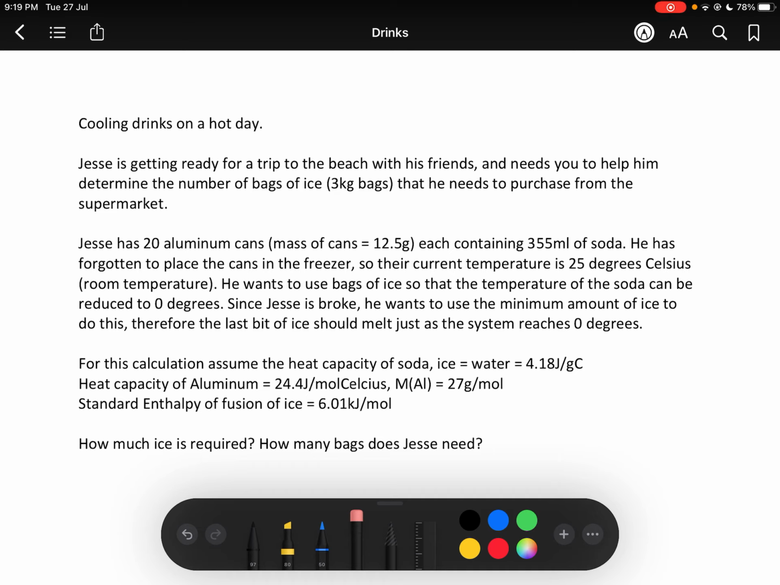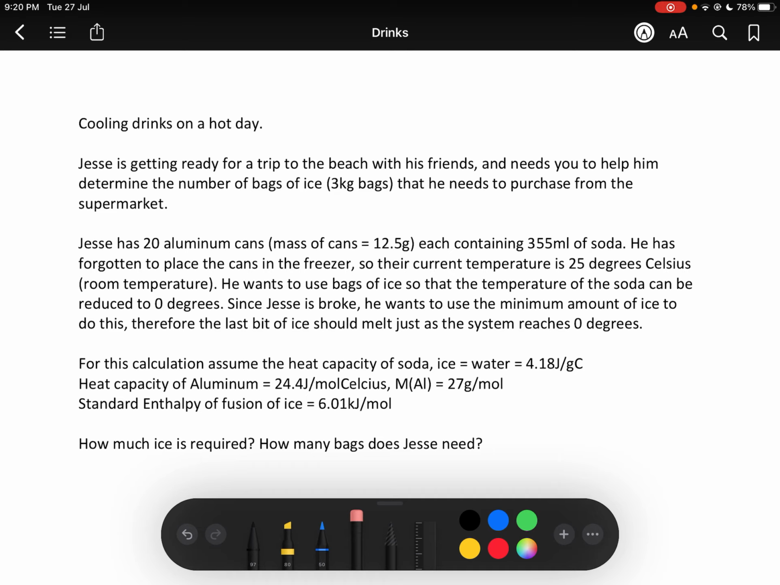So we have cooling drinks on a hot day. The question says, Jesse is getting ready for a trip to the beach with his friends, and he needs you to help him determine the number of bags of ice, 3 kilogram bags, that he needs to purchase from the supermarket. Jesse has 20 aluminium cans, the mass of each can is 12.5 grams, and each of them will contain 355 milliliters of soda.